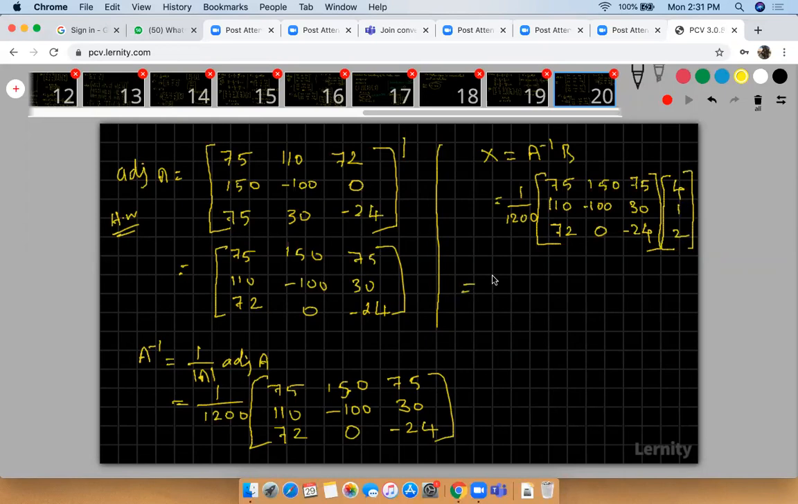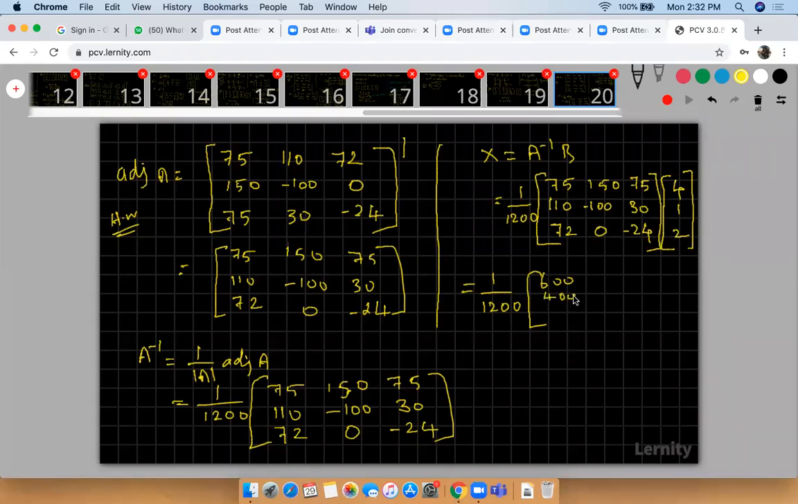Okay, so multiply that. This is 1 by 1200 into, how to multiply that? Row by column. This is 4 into 75. This is 1 into 150. This is 75 into 2. So totally it is 450 plus 150, that is 600. You just simplify that, you'll get the answer. Okay, this is 4 into 110, 440. This is minus 100 into 1, minus 100. 440 minus 100 is 340, 340 plus 60. So therefore it is 400.